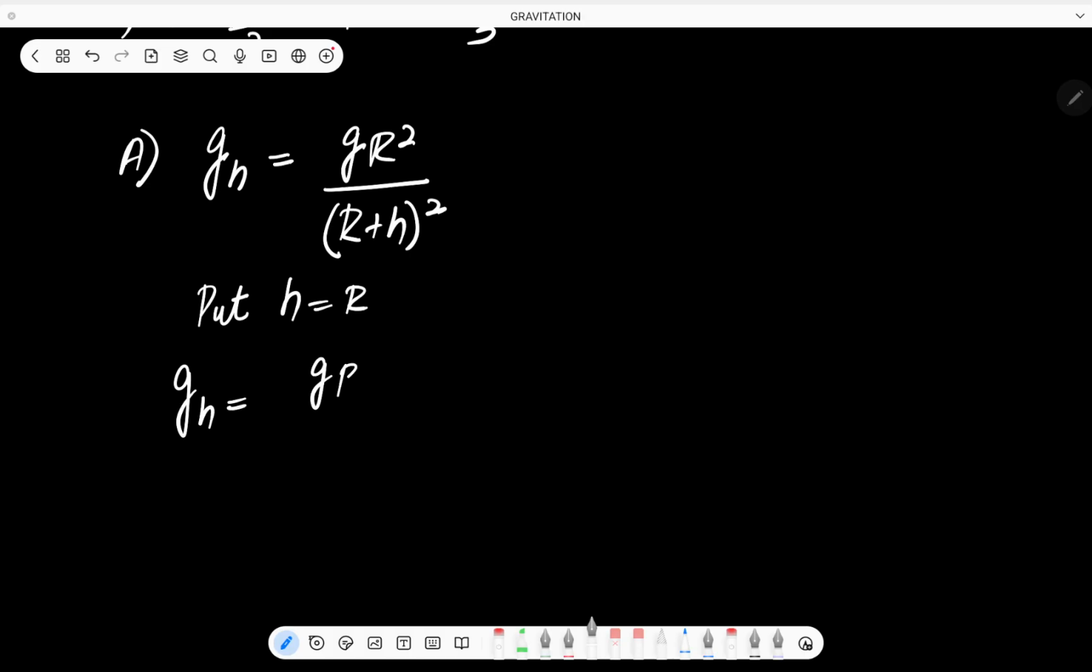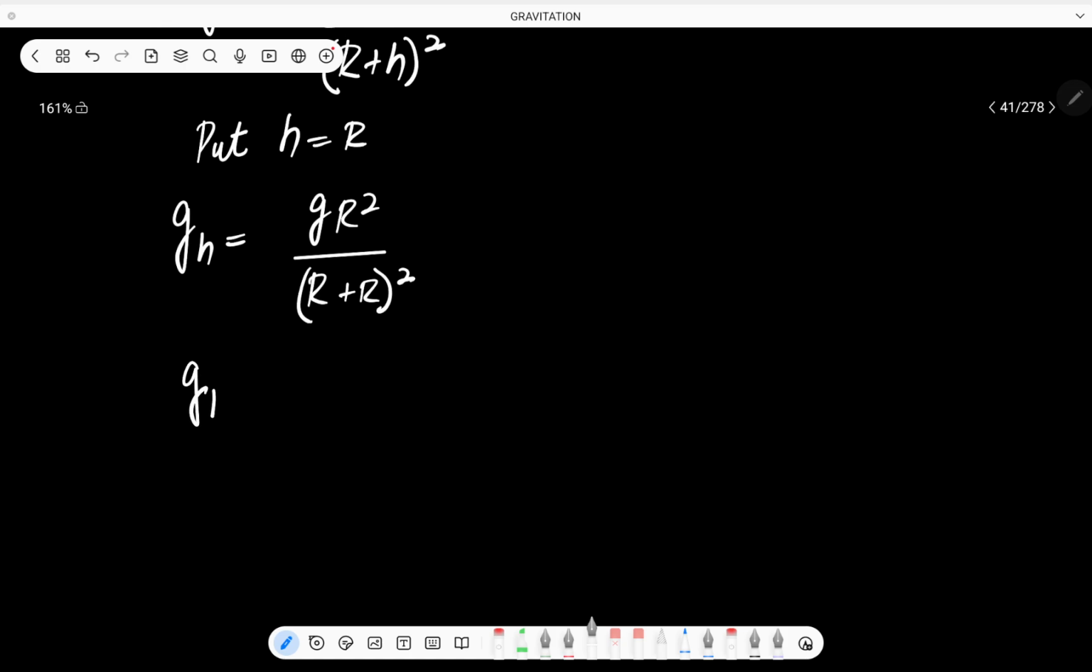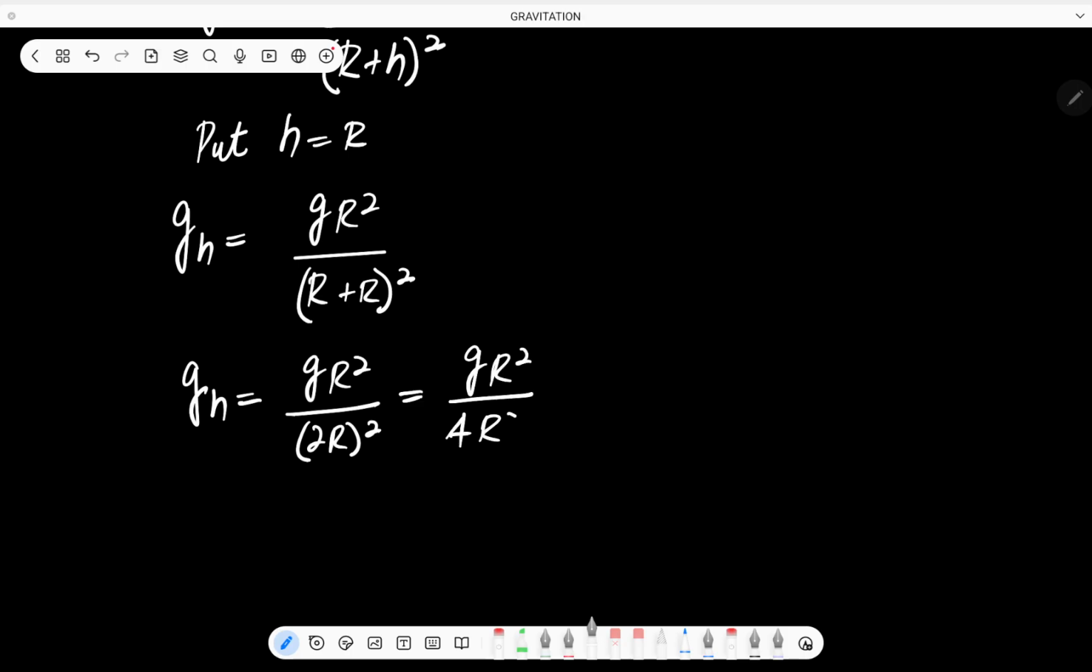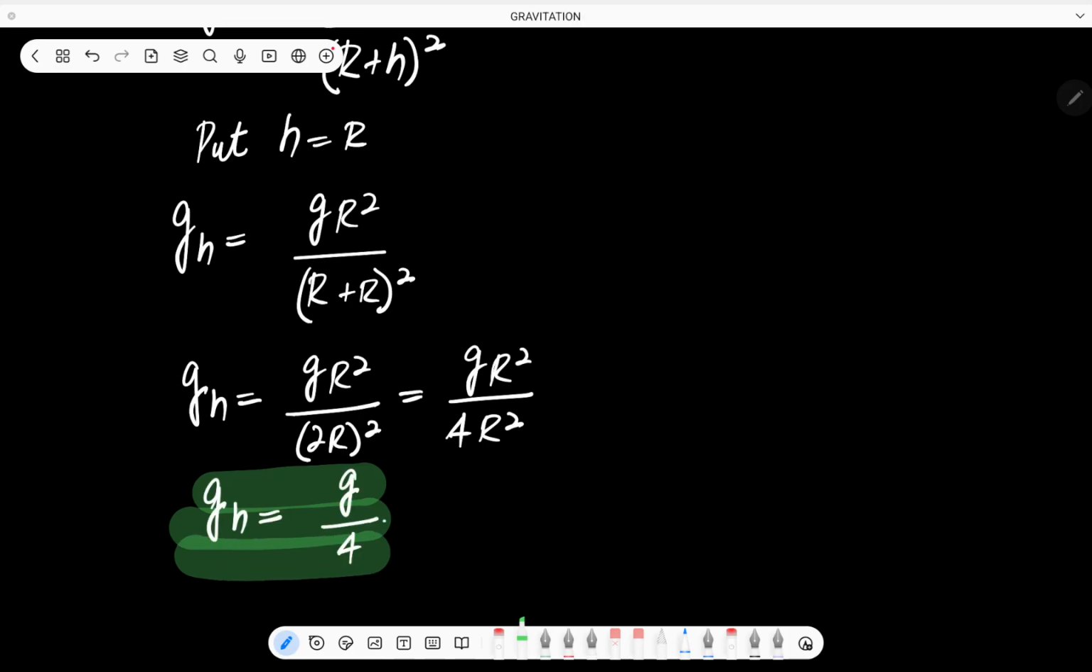g_h equals g into r square divided by, in place of h we will put r here, so it becomes (r plus r) whole square. So r plus r is obviously equal to twice r, and what will be this twice r whole square? It will be g r square divided by 2 square, which is 4 into r square. r square and r square are going to cancel. We are left with this answer: acceleration due to gravity at a height h, which is equal to the radius of earth, becomes g divided by 4.